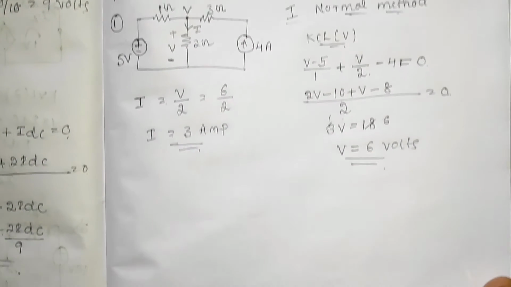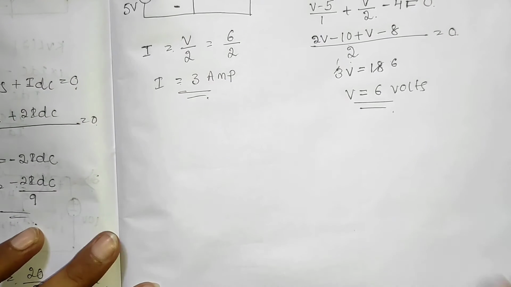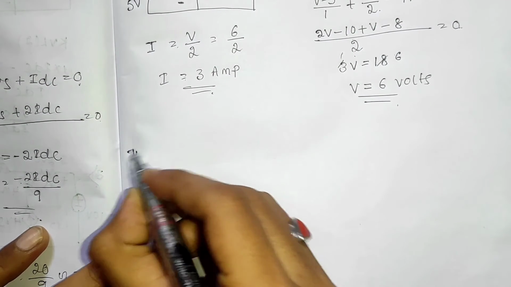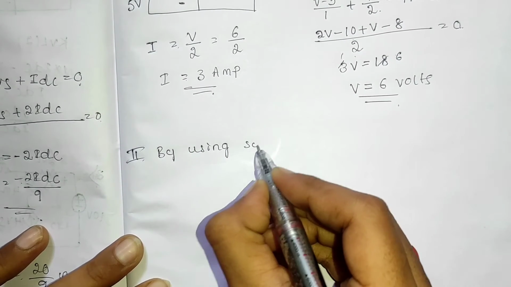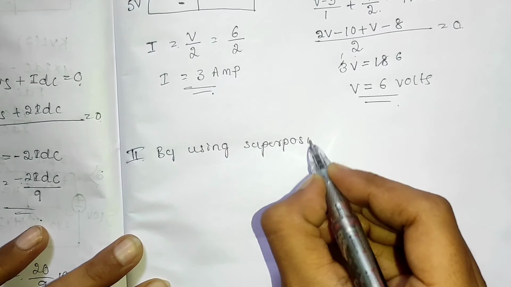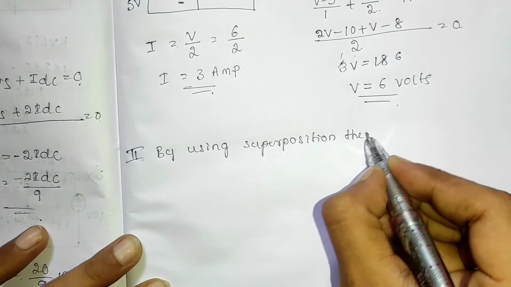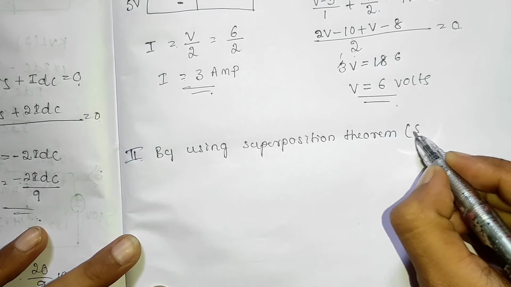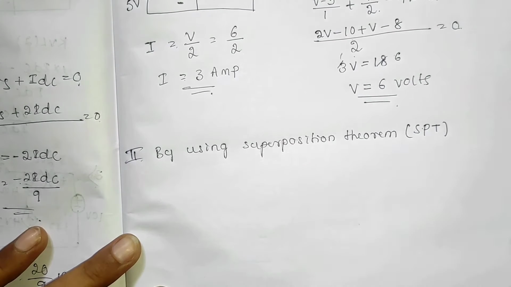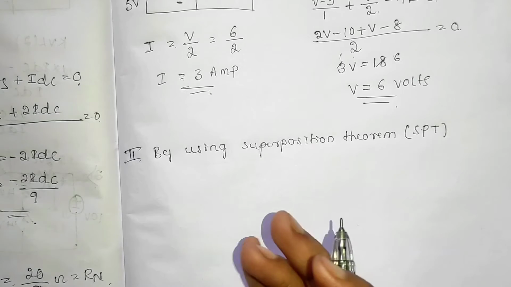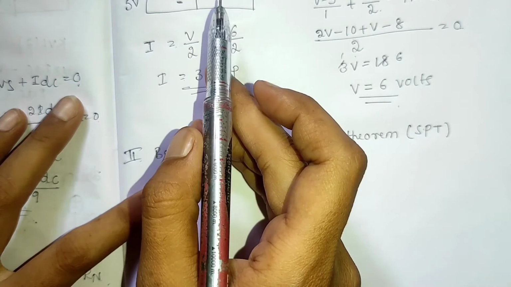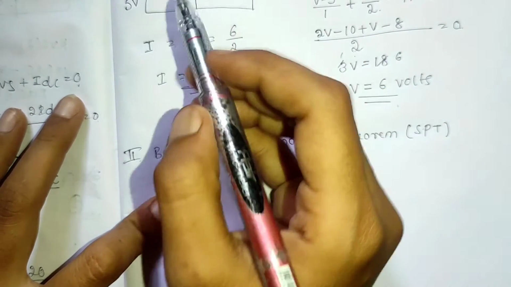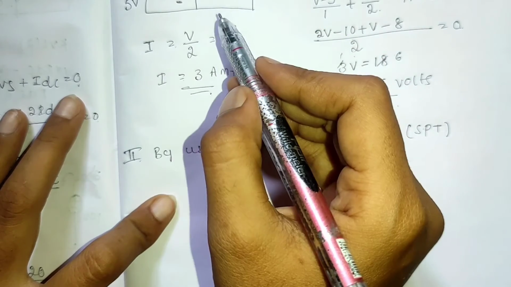Okay, applying the second method by using the superposition theorem. So in brackets I will write SPT, superposition theorem. So in the superposition theorem, we have to consider only one source at a time to find the current in any part of the network, right?